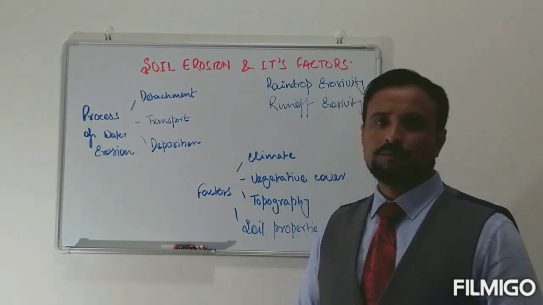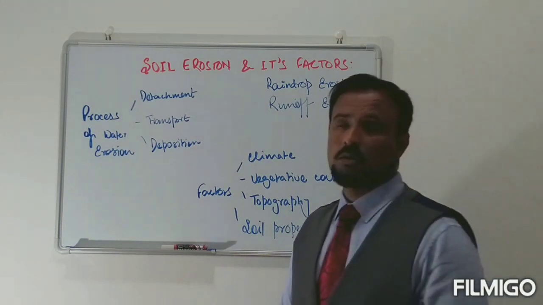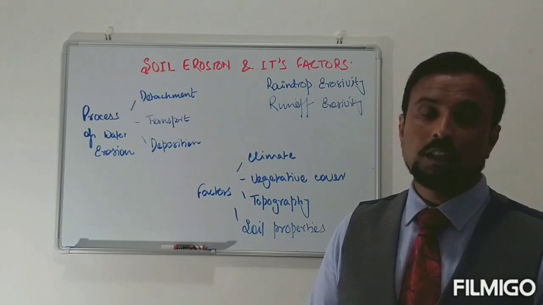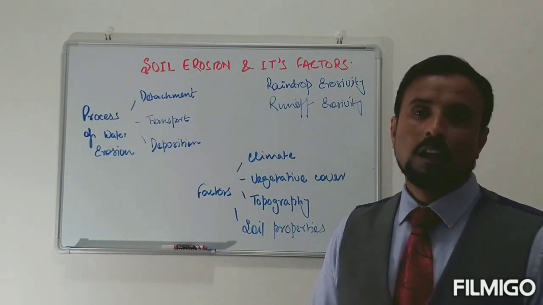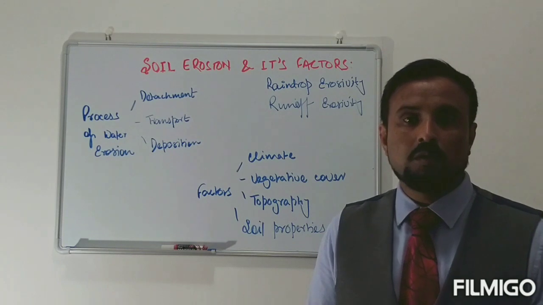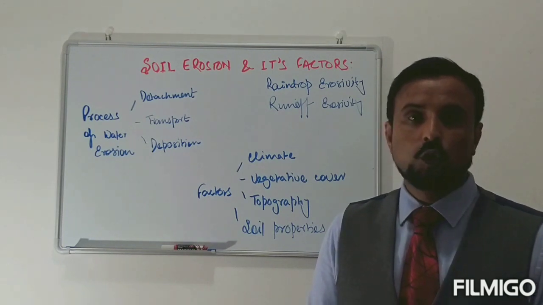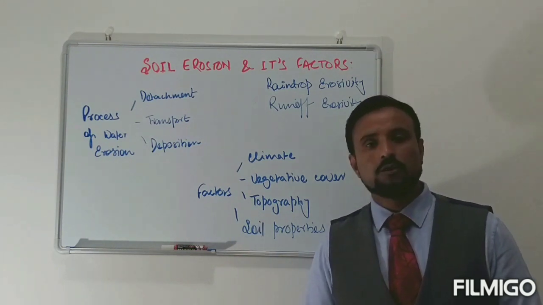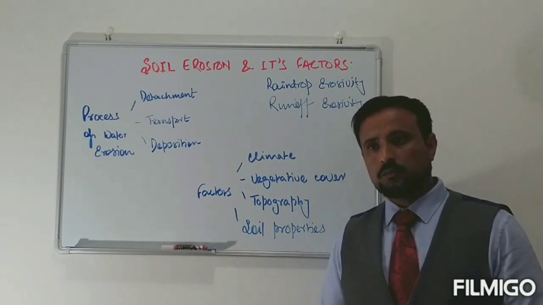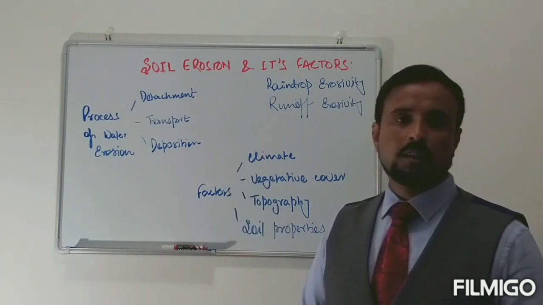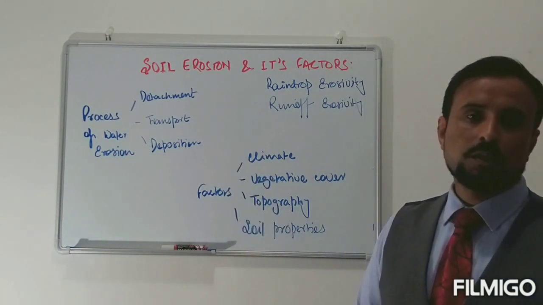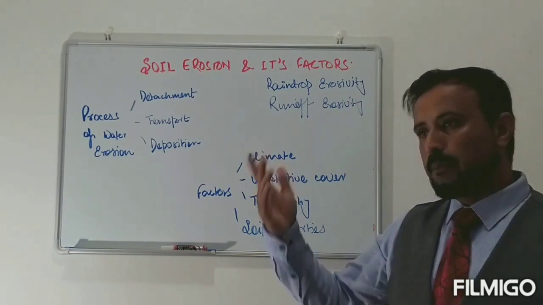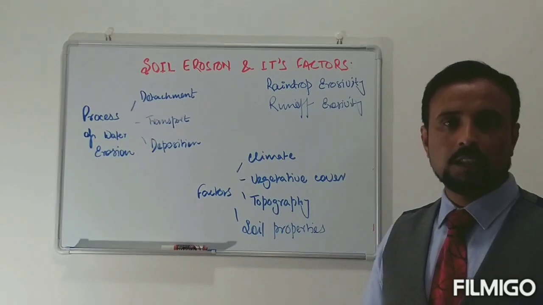Water erosion: how water could be a lethal weapon in causing the top layer of soil to be displaced. We can think about it because this is the most powerful tool by which nature disturbs the soil profile, I have to say. Among the three factors responsible for erosion, water is the most damaging cause of soil erosion. And there are different types of water erosion, which I will be discussing one by one.